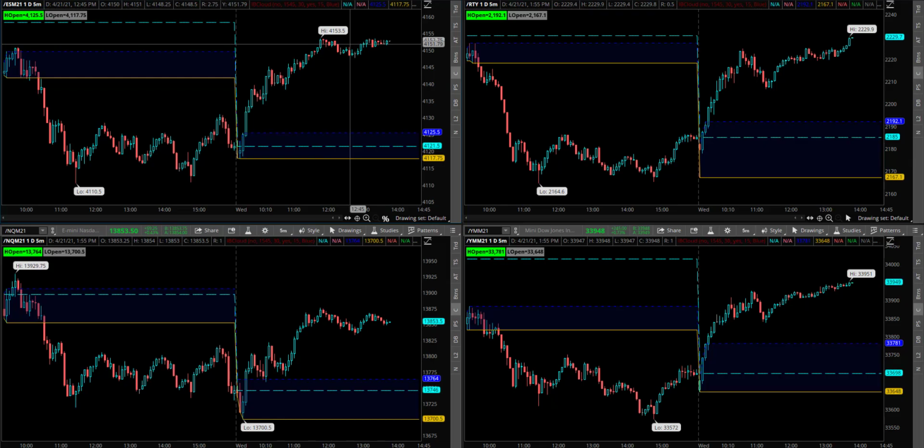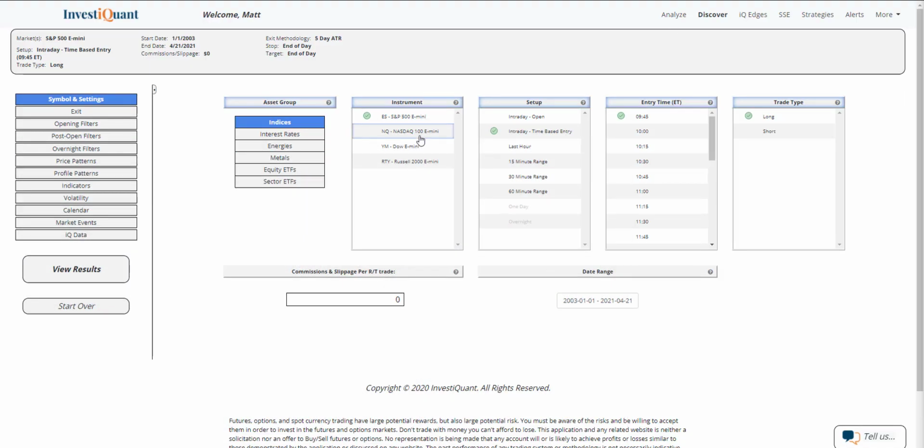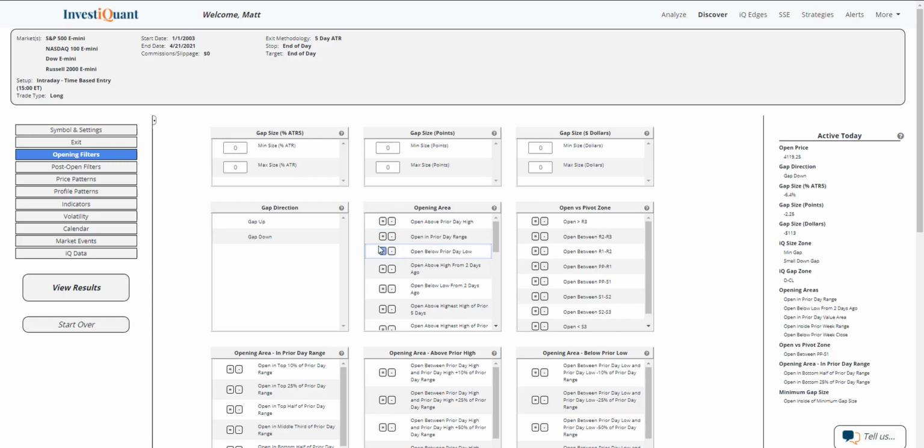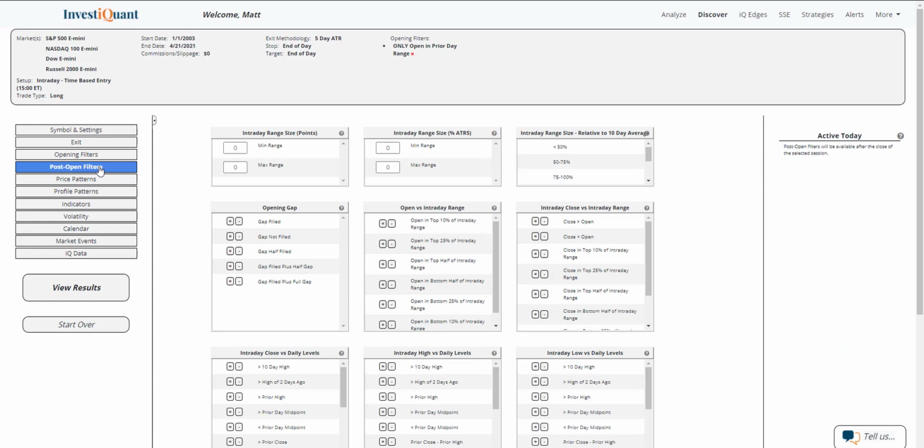And what we're going to be looking at this afternoon in Discover is what has happened historically when you enter the market long at 3 p.m. Eastern Time, exiting at the close, 4:15 p.m. Eastern Time, when you have that similar price action where you open within the prior day range, and then after the open, you take off to the upside.